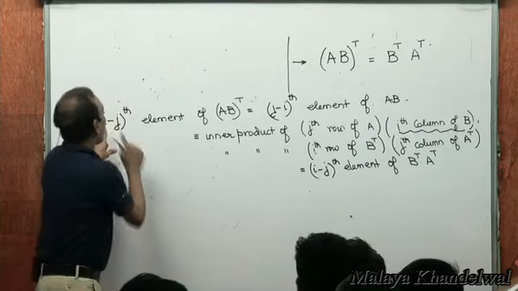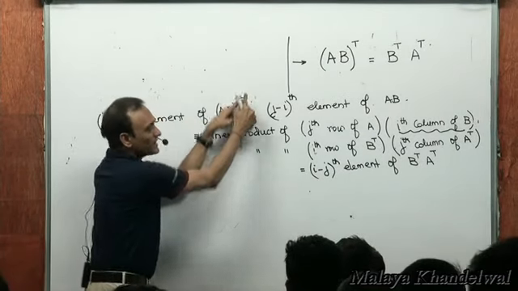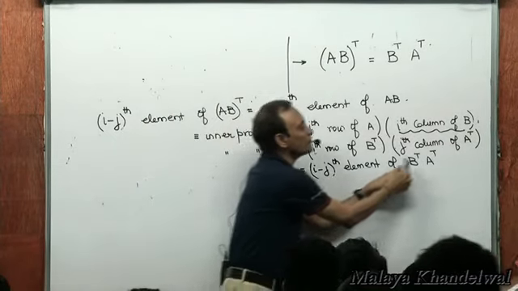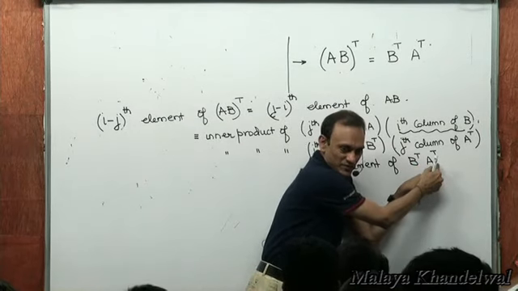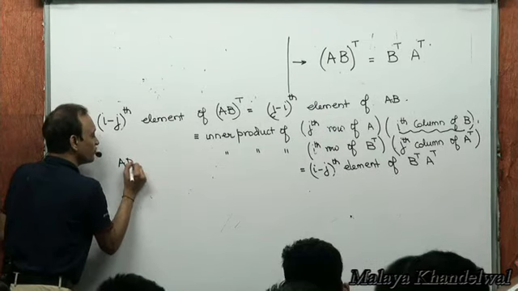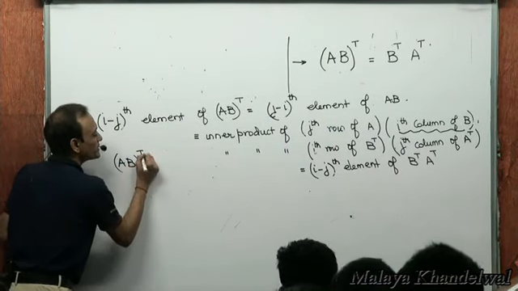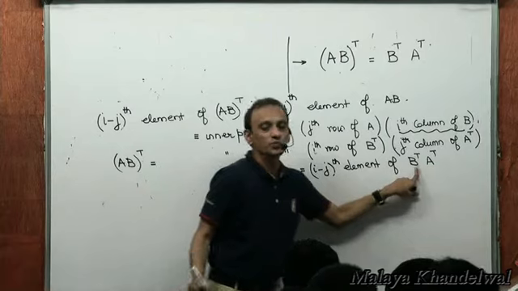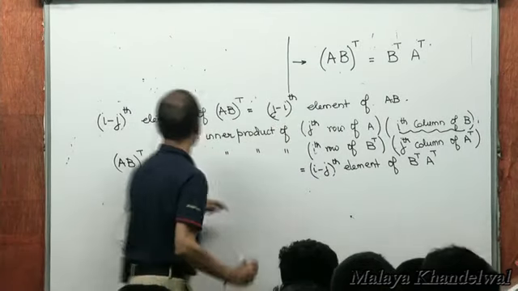Which means the ijth element of AB transpose is the same as the ijth element of B transpose into A transpose. Yes or no? So which means AB transpose therefore must be the same as B transpose into A transpose.